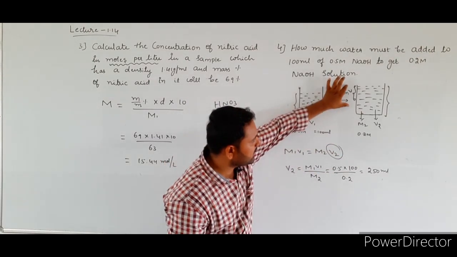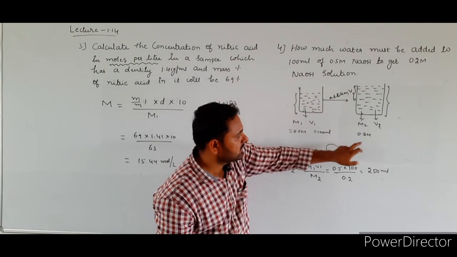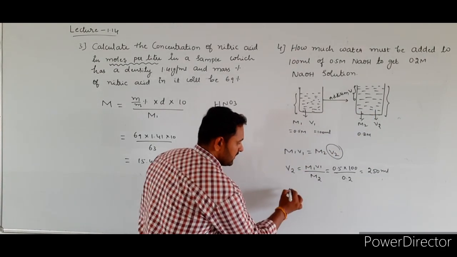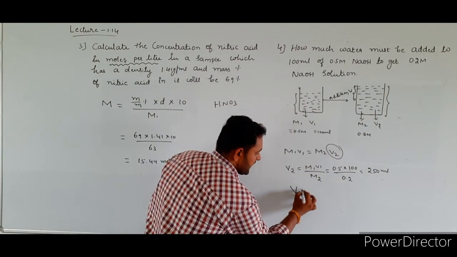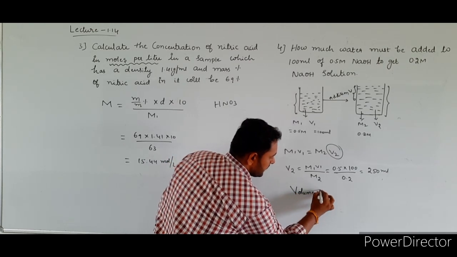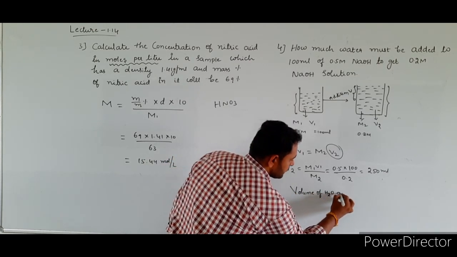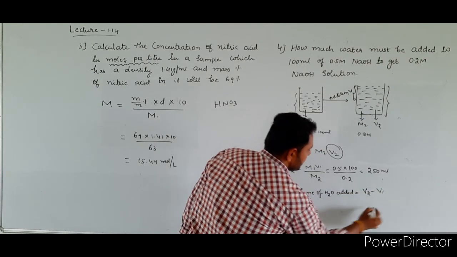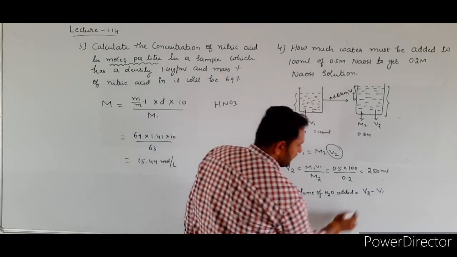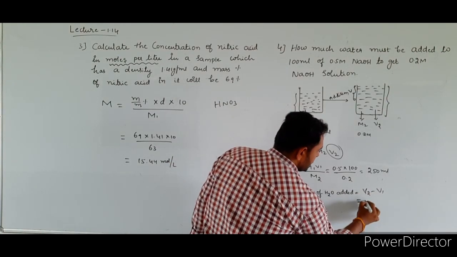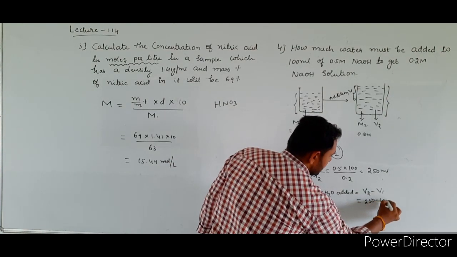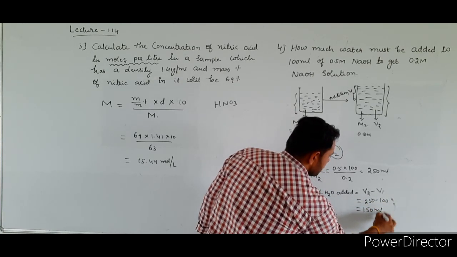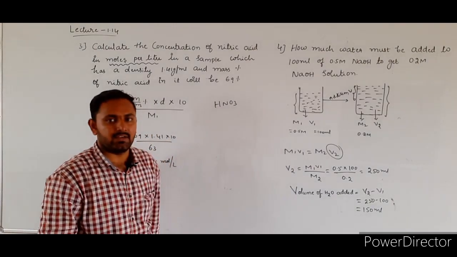Then how much water is added to get 0.2 molarity solution? Now V, the volume of water added, is equal to V2 minus V1, final volume minus initial volume. 250 minus 100 ml, you will get 150 ml. This is the volume of water added.